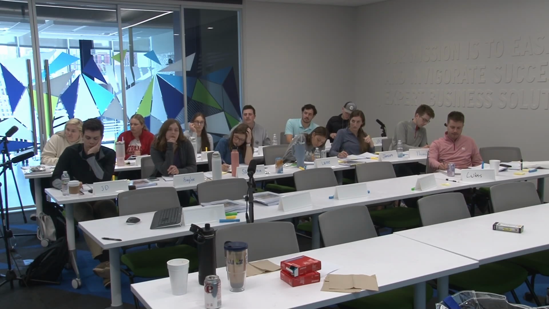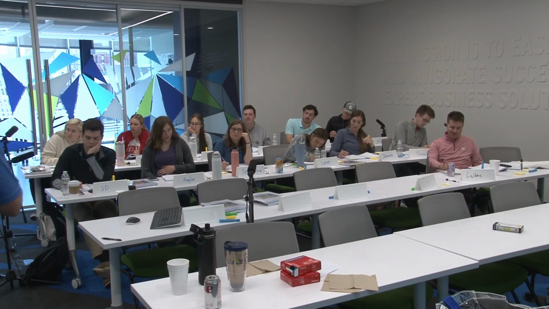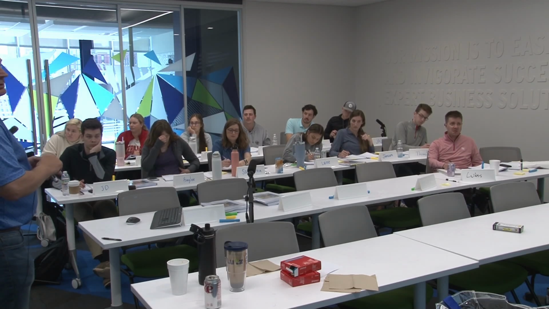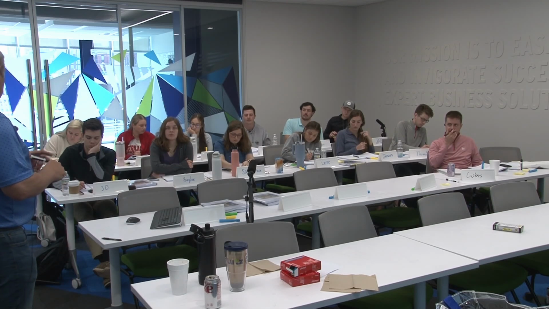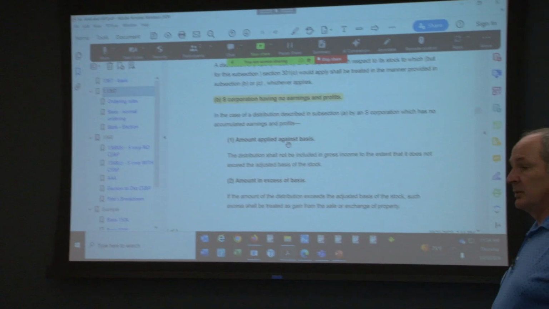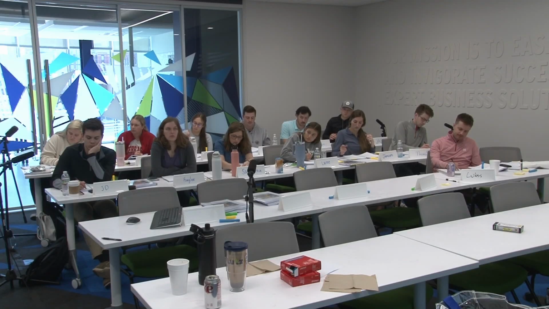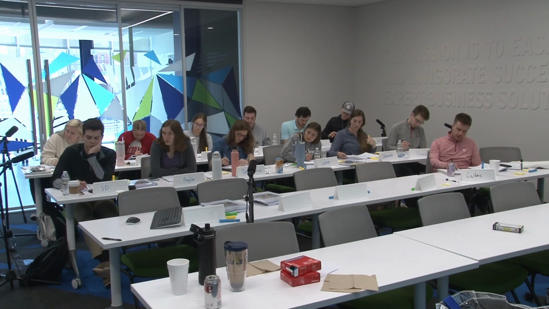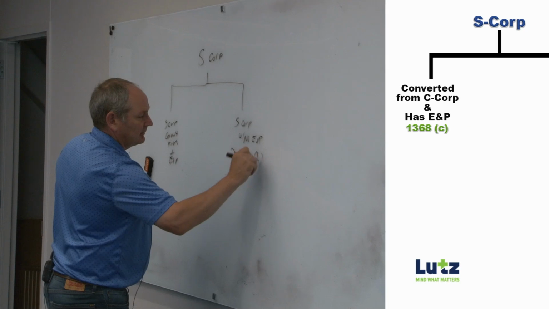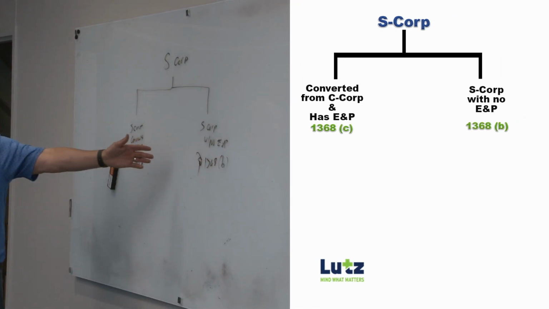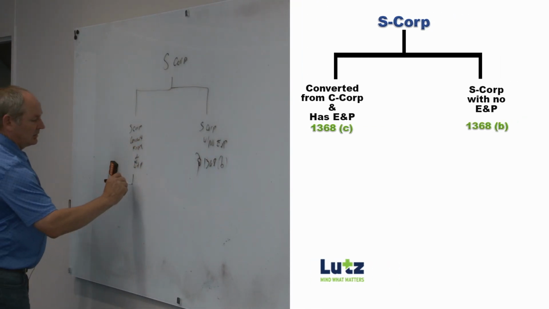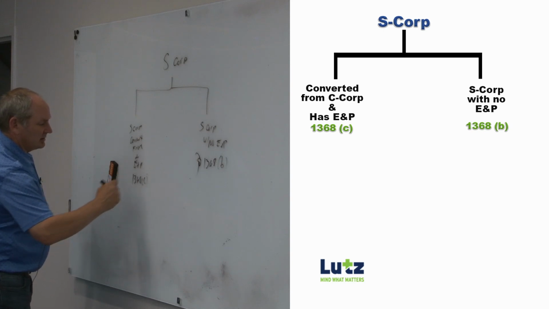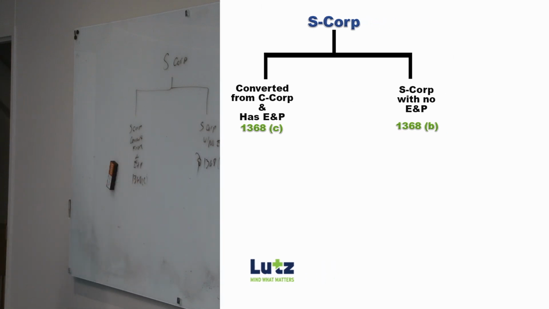1368. We're in code section 1368. And there's two subsections that we're going to confront. Those subsections are 1368B and 1368C. 1368B is corporations with no EMP. 1368C is corporations with EMP.